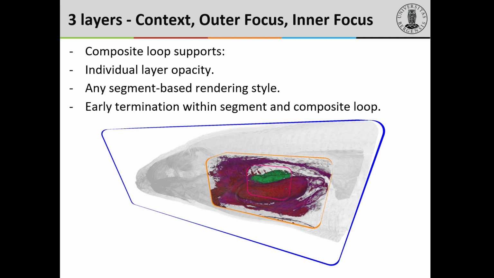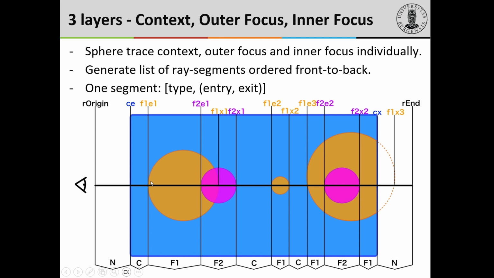And also you can do early termination within a segment and also within the full loop. So when you're direct volume rendering over one segment, if you hit maximum opacity, you can just stop and go to the next one.